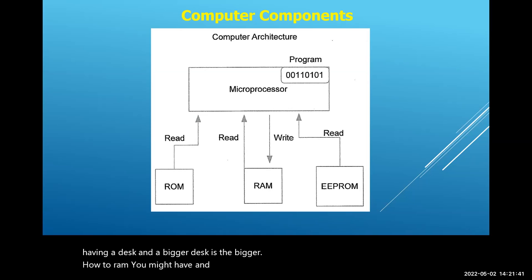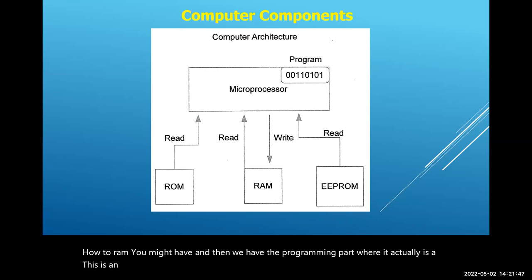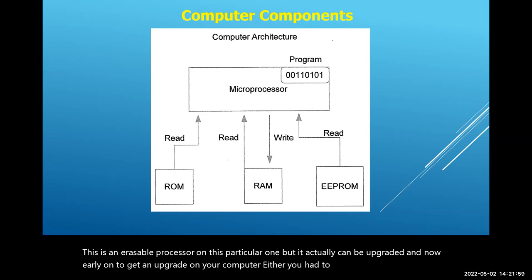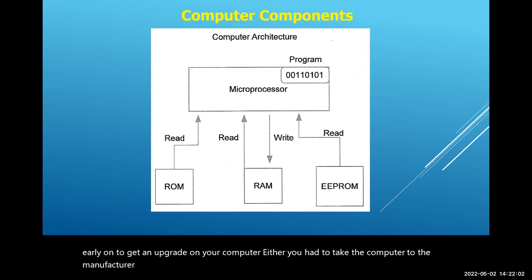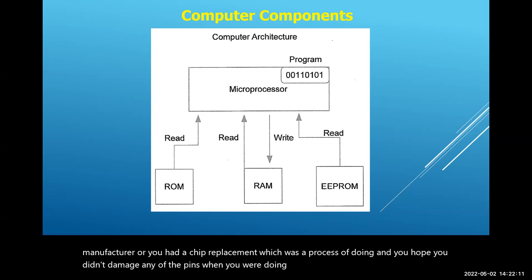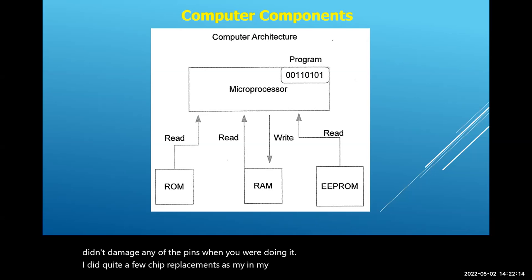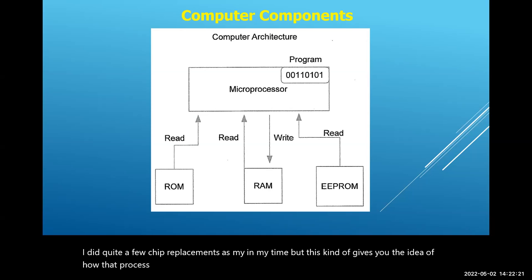And then we have the programming part, where there's an erasable processor on this particular one, and it can actually be upgraded. Now, early on, to get an upgrade on your computer, you either had to take the computer to the manufacturer, or you had a chip replacement, which was a process, and you hoped you didn't damage any of the pins when you were doing it. I did quite a few chip replacements in my time. But this gives you the idea of how the process takes all this information in and does this processing. So we're going to look at the programming.